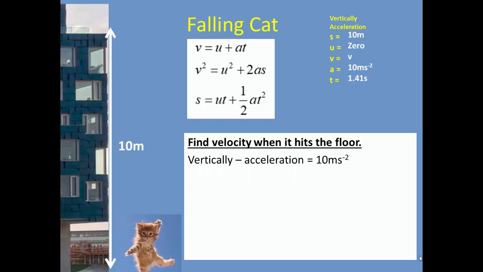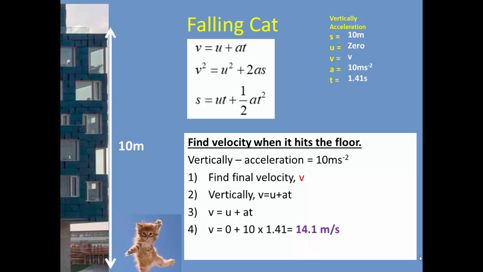We know vertically the acceleration is 10 meters per second squared. So we find the final velocity v. So vertically, v is equal to u plus at. We know that u is equal to 0, a is equal to 10, and t is equal to 1.41. So we substitute these values. V is equal to 0 plus 10 times 1.41 gives a value of 14.1 meters a second. That's the speed that the cat is travelling at when it hits the floor, or hits the water, if it makes it to the water. Poor cat and nasty students.